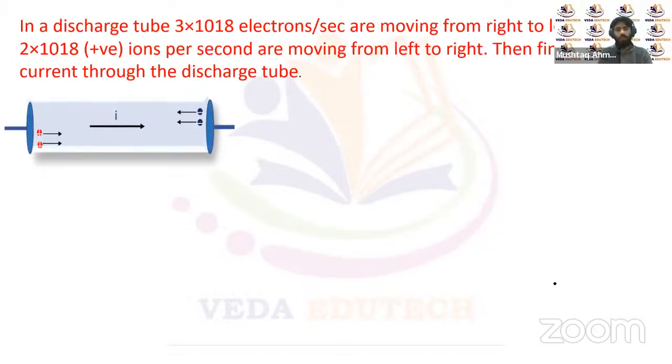Let's have another question here. The question is that in a discharge tube, 3 into 10 to the power 18 electrons are flowing per second.